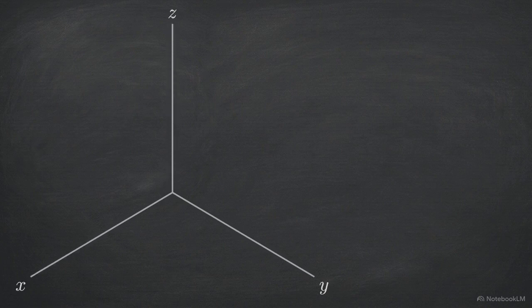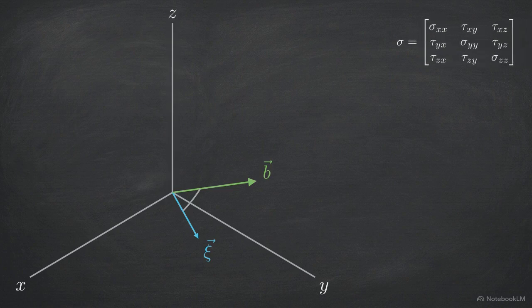We begin by establishing a three-dimensional Cartesian coordinate system using x, y, and z axes. Within this space, we define an arbitrary dislocation line direction, xi, and its associated Burgers vector, b. In this mixed dislocation model, the two vectors are neither parallel nor perpendicular. We also define the 3x3 macroscopic stress tensor, sigma, which represents the external forces applied to the material.